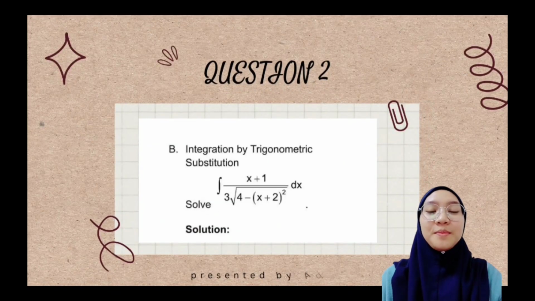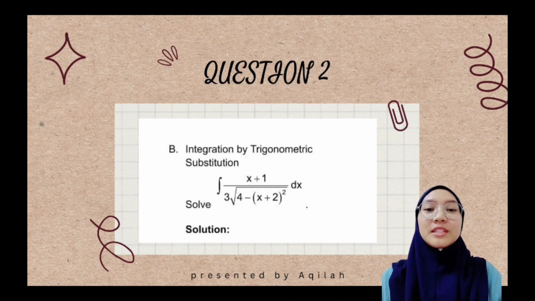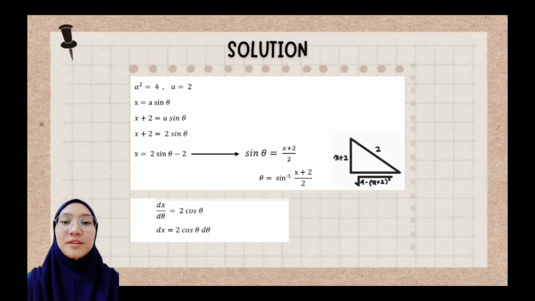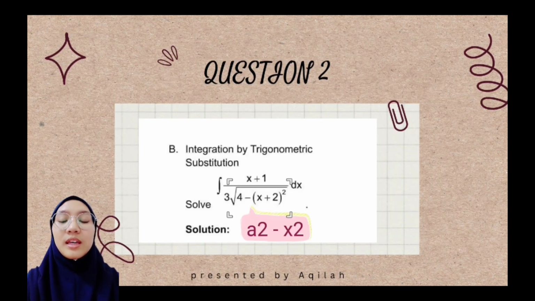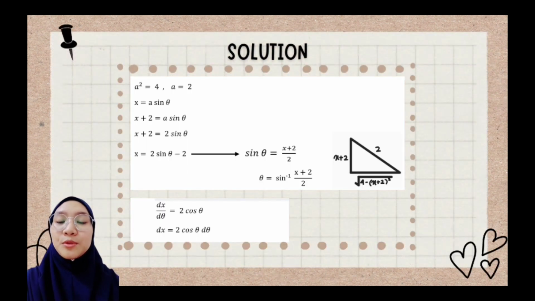Hi and Assalamualaikum, my name is Aqilah and I will solve question number 2 related to trigonometric substitution. To solve this question, firstly I identify the value of a, the radical form, and x. A to the power of 2 equals 4 and the square root of 4 becomes 2. The radical form used is x equal to a sin theta, because from the equation, a to the power of 2 minus x to the power of 2, which refers to the formula. For the x value, I wrote x plus 2 equal to 2 sin theta and substituted the a value in the equation.